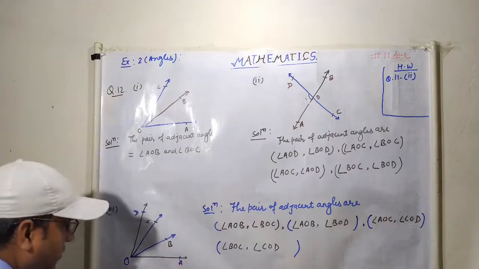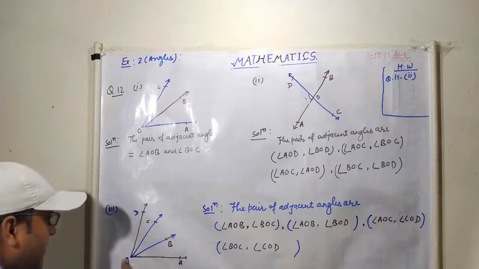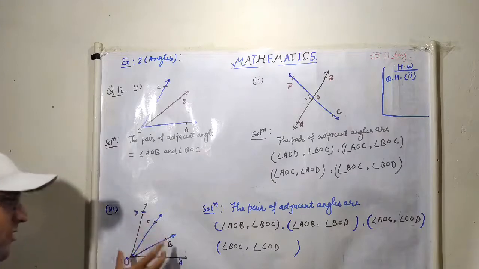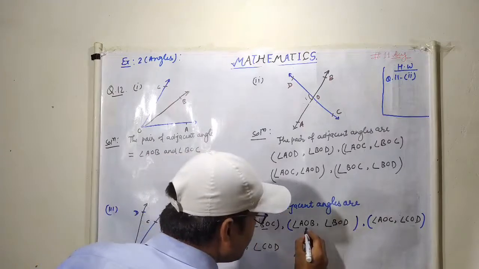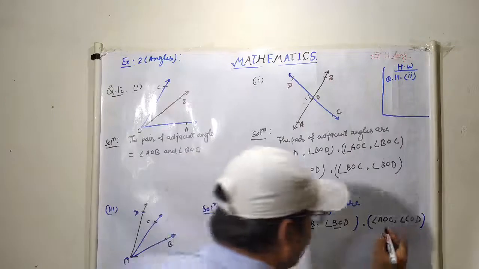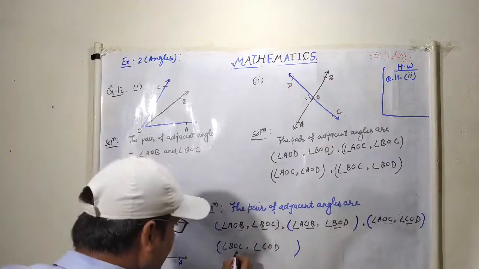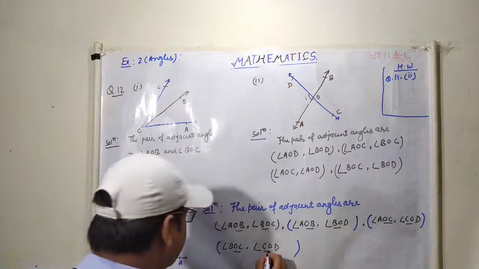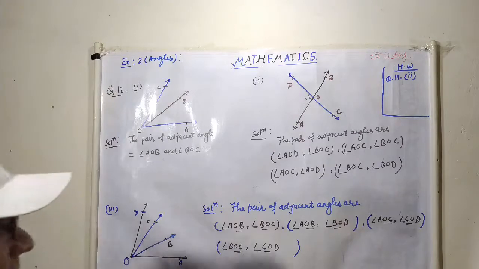So start with AOB and BOC, okay. Next AOB and BOD. OB is common in this one. In this one, OB is common, okay. These two pairs. In this one, OC is common, okay. OC is common in this one. So there are four pairs of adjacent angles for question number 3.